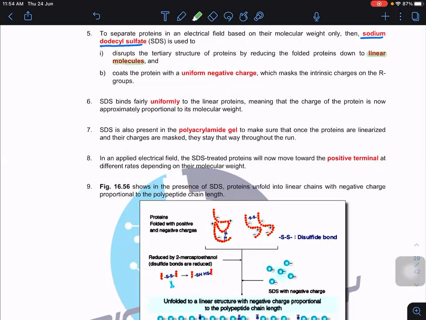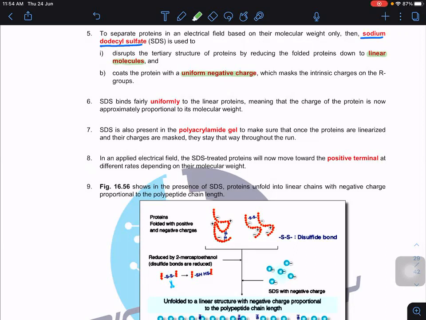And after they are unfolded, they will coat the protein with a uniform negative charge, a very uniform negative charge. So in this case, we have solved two problems already. No matter what kind of protein, whether it is a positively charged protein, a negatively charged protein, or a protein with no net charge, we always coat them with a negative charge. So now all proteins become negatively charged. That's one, because of this SDS. Second, this SDS also helps to denature the proteins, making the protein become linear.